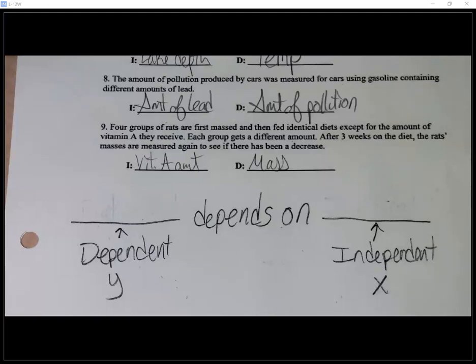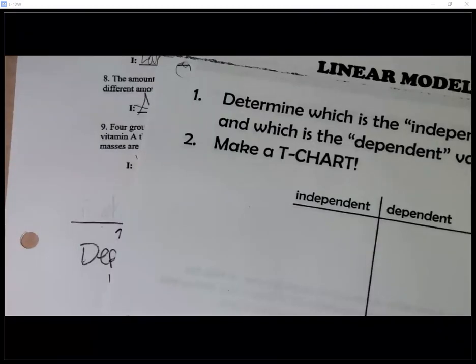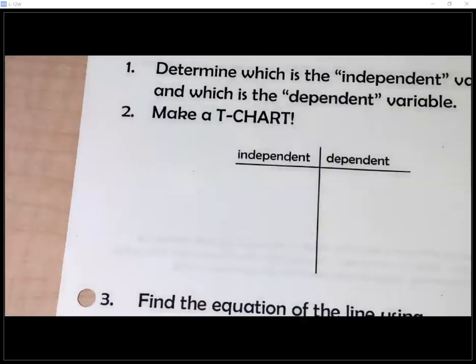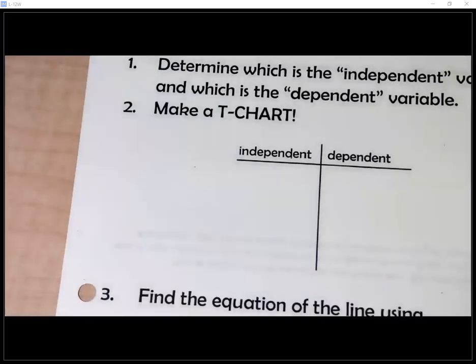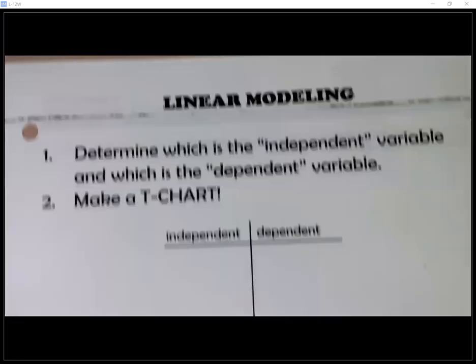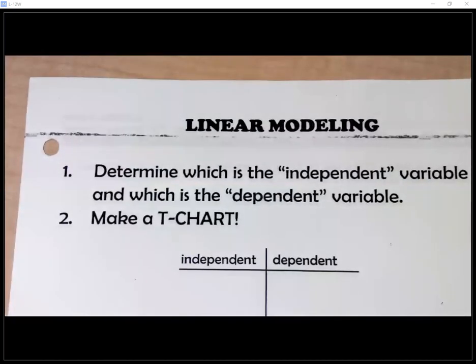Okay, so let's take a look. We're gonna walk through these steps and we're gonna try a bunch of them together. All right, first of all, I'm getting pretty good at staying somewhat organized. This is a first for me. Okay, so linear modeling. Step 1, determine which is the independent and which is the dependent variable. So we just practiced a bunch of that. We're getting good at that.